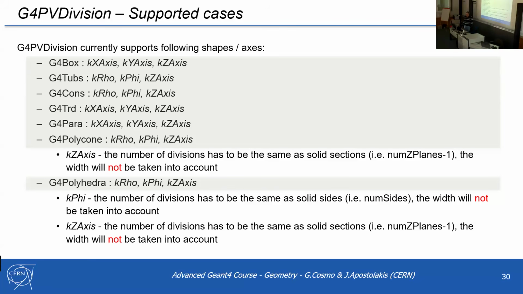For the polycone, for example, when you parameterize along the z-axis, the number of divisions has to be the same as the solid sections. Okay, so the width in this case will not be taken into account. Same for the polyhedron. In addition, if you work along the phi axis, the number of divisions has to be the same as the solid size. So the width in phi is not taken into account.